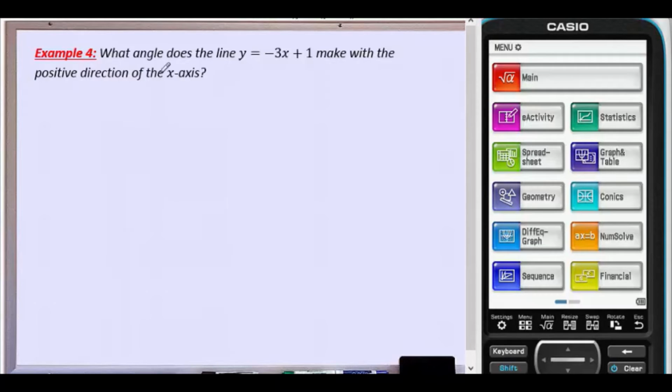We're being asked here to find the angle a straight line makes with the positive x-axis. So we need to have a look at a few things. First of all, let's think about what this line looks like.